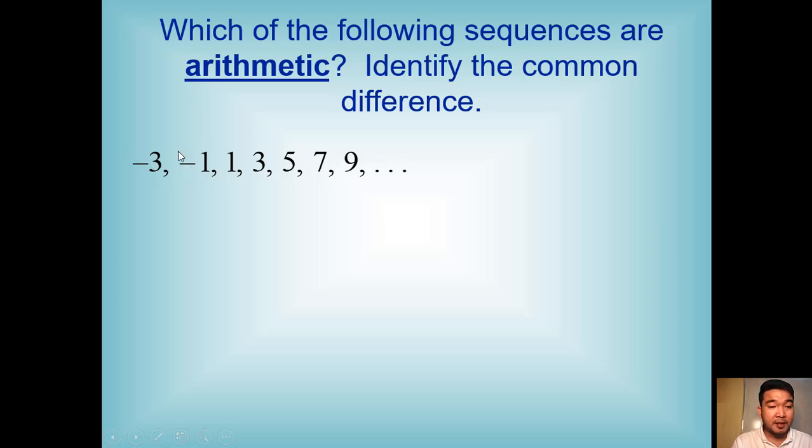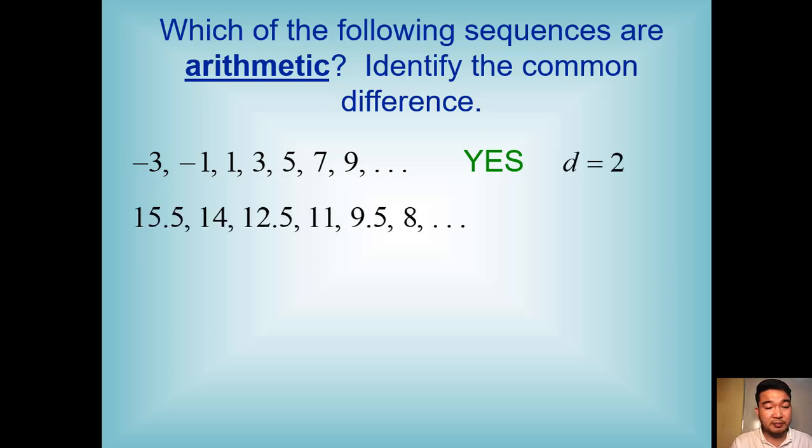Negative 1 minus negative 3 is equal to 2. 1 minus negative 1 is also equal to 2. Then 3 minus 1 is 2. 5 minus 3 is also 2. 7 minus 5 is 2. 9 minus 7 is also 2. Meaning, this is an example of an arithmetic sequence with a common difference of 2.